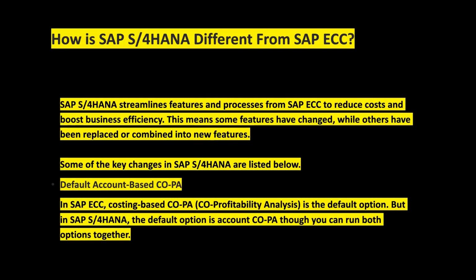Now, SAP S/4HANA streamlines features and processes from SAP ECC to reduce cost and boost business efficiencies. This means some features have changed, while others have been replaced or combined into new features. Some of the key changes in SAP S/4HANA are listed below. So number one, we're going to be looking at the different modules and different areas where we have noticed a significant change in the SAP system.